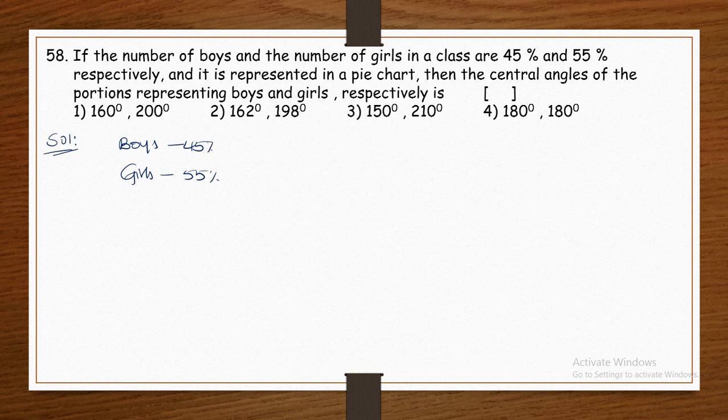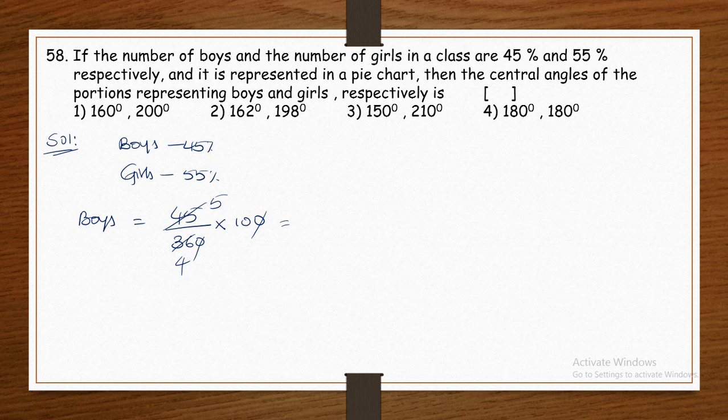So what do we know to find the central angles? The angle for boys is given by 45 by, so 45%. So 45 by 360 into 100. Then what am I going to get? This 0 gets cancelled. Next, in 9 table, 5 times, in 9 table, 4 times. So this gives me 50 by 4.